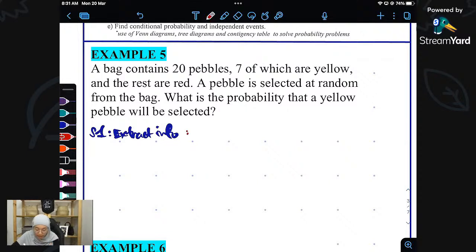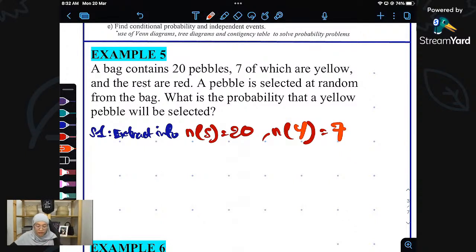So what info do we have here? Information is that a bag contains 20 pebbles. Therefore, we know this is the total pebbles, okay? And then they say 7 of them are yellow, and that's why I put that the number of yellow here is 7. Therefore, the rest of them is red. I do not know the numbers. I think I can guess, but I don't want to write it down. I'll just read it directly. A pebble is selected at random from the bag. Randomly pick from the bag. What is the probability that a yellow pebble will be selected?